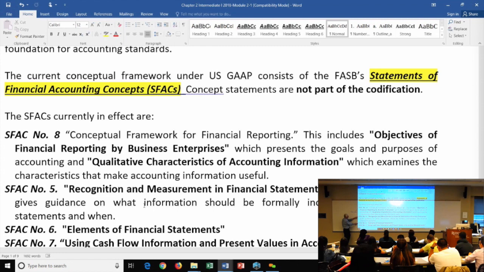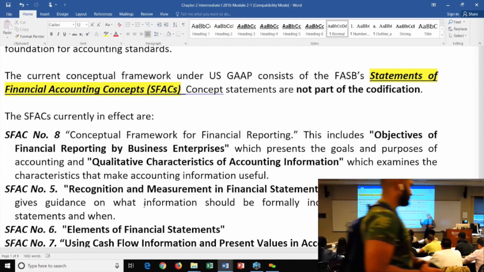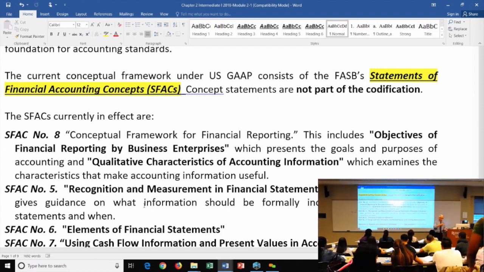Next module, we're going to hit the elements of financial statements, which you know already are assets, liabilities, but we're going to sort of fine-tune that understanding a little bit more. And number 5 will be the recognition and measurement principles, which you've already seen. Historical cost, going concern, business entity concept is involved with that as well. Now, concept statement 7 deals with cash flows and present values, and we'll bring this in as we cover the topics in Intermediate 1 and 2. It is not something that we're going to cover in this course specifically.